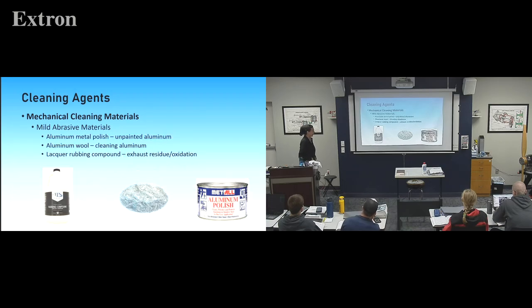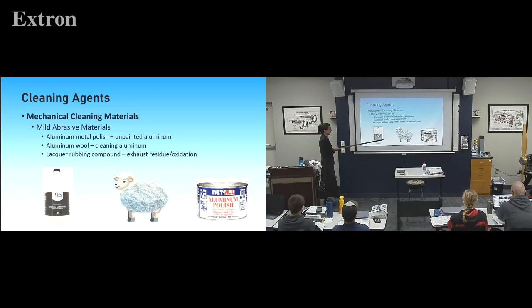Some more mechanical cleaning materials. Aluminum metal polish. It's metal. Aluminum wool. Do you know where aluminum wool comes from? Aluminum sheep. Steel wool sheep are really mean.